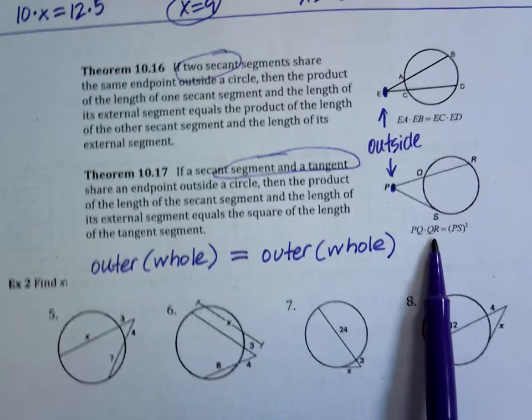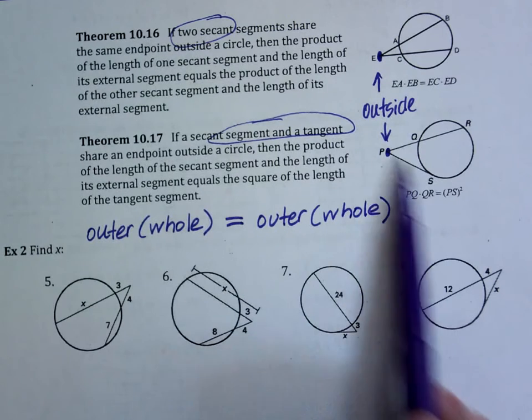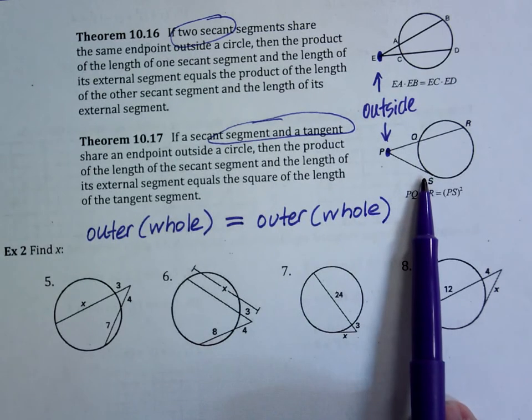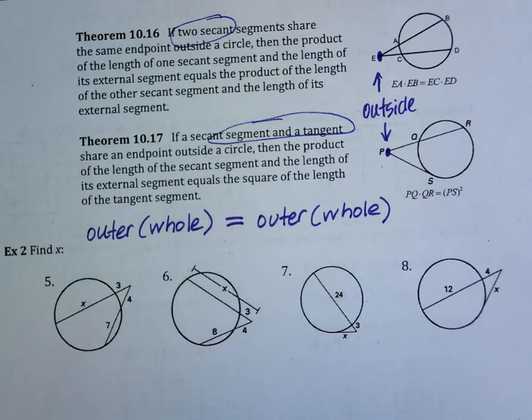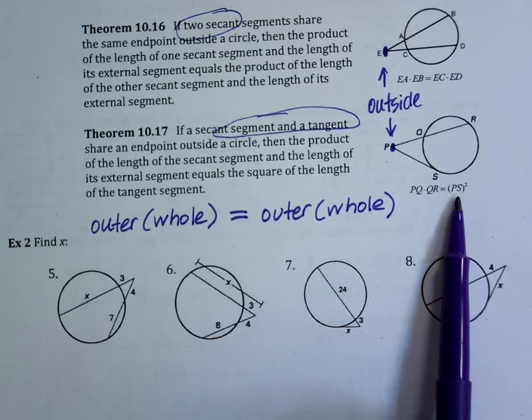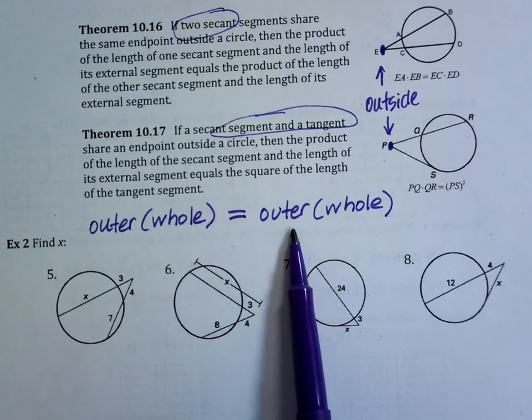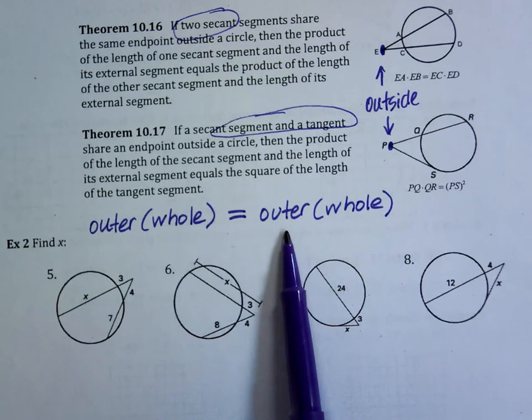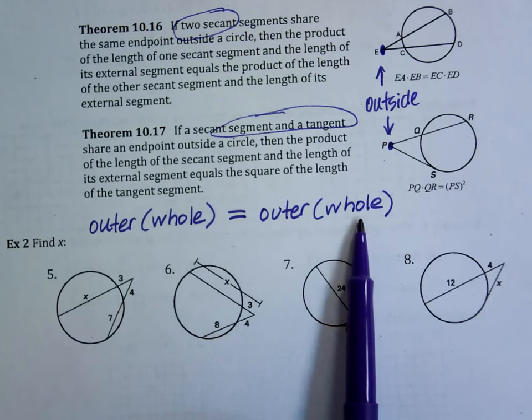Now notice on the other one, the tangent segment, the outer part is the whole thing. When the outer part is the whole thing, that means it just gets multiplied times itself. Outer part is PS, whole thing is PS, so it's just PS times PS, which is PS squared. So that's the difference, is that for a tangent, you just have to remember that on one of them, the outer part will be the whole thing. And so you just multiply it times itself.